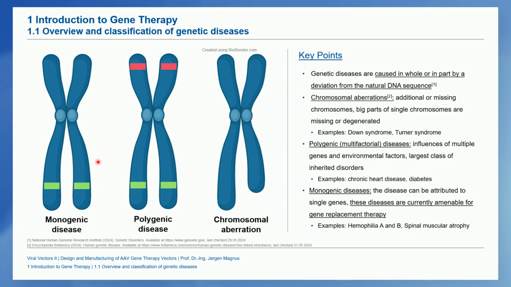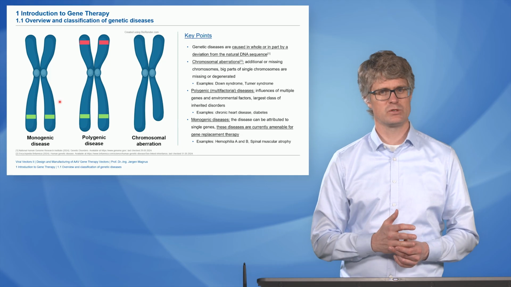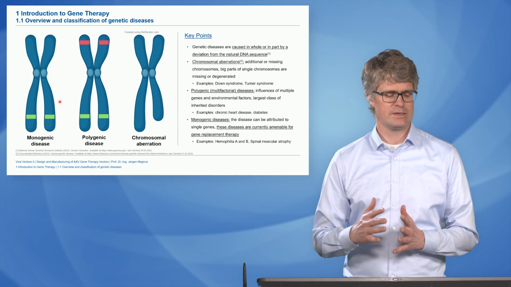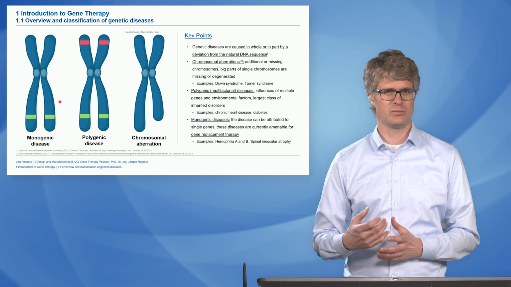But the monogenic diseases are maybe the easiest ones because it's a very clear biological function. So it's a very clear understanding on the cause of this disease. There is a gene sequence that is deviating from the natural DNA sequence and then producing a dysfunctional protein. And this protein is then lacking in the body of the patient.